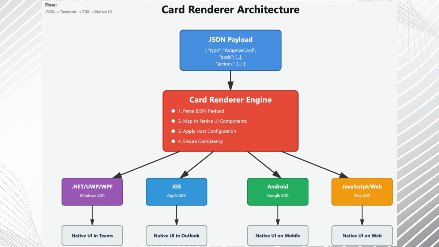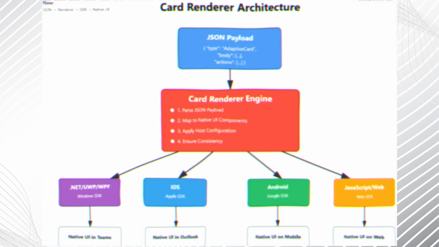In Microsoft Teams, the renderer automatically adopts Teams' signature colors and fonts. Your card doesn't just work in Teams, it belongs there. In Outlook, the same card adapts to email layouts, looking like it was designed specifically for that inbox experience. Same JSON, different apps, perfect fit, every time. And that's the card renderer, the engine behind adaptive, cross-platform UI experiences.